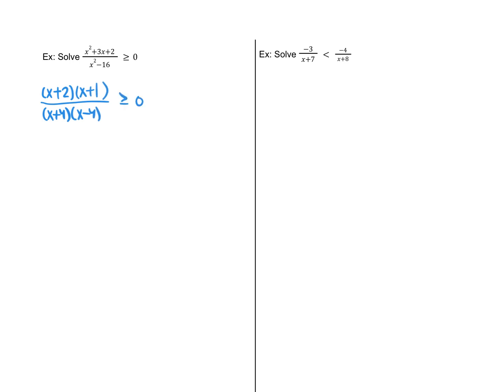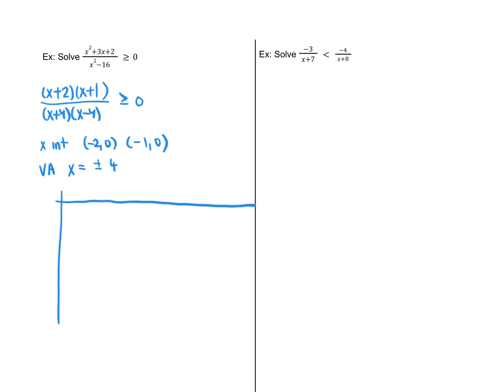So there it is. And now my x-intercepts are -2 and -1 coming from that numerator. My vertical asymptotes are positive 4 and -4. Now for this question, we do have quite a few brackets and factors involved, so there's another way we can organize our work here. I'm going to put my number line here from -infinity to +infinity, and on the sides, I'm going to write out all of my factors.